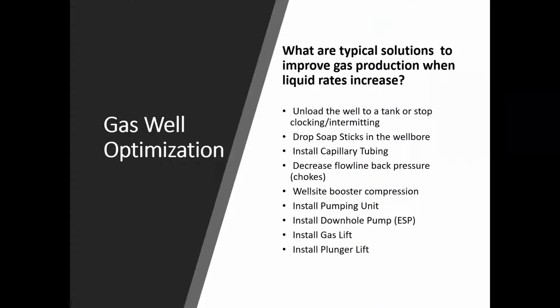What are the typical solutions in the industry to improve gas production when liquid rates increase? Unload the well to the tank, stop clock, or intermitting, drop soap sticks in the wellbore, install cap strings, decrease flow line back pressure with chokes, well side booster compression, install pumping units, install downhole pumps like an ESP, or install gas lift, or in our case, installing plunger lift.